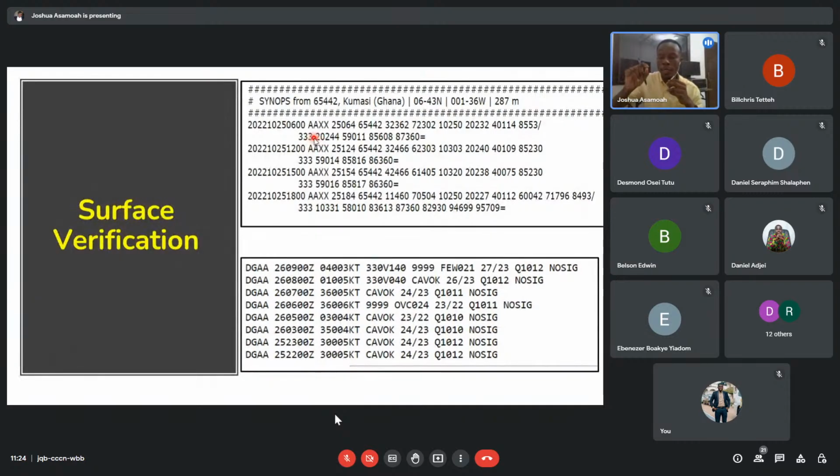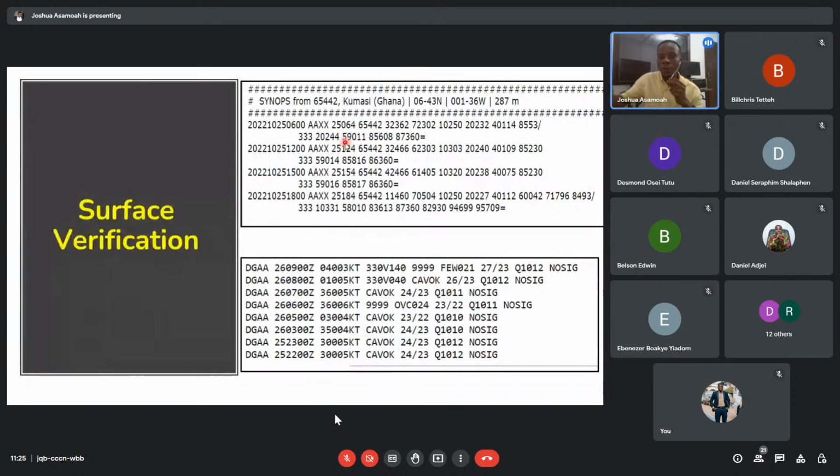So 10 here means maximum temperature. 20 means the minimum temperature. Maximum temperature is reported at 1800. So if we go to 1800, we will see 10331, telling us that the highest temperature for the day was 33.1 for Kumasi. And then minimum temperature is recorded at 06. So at 0600 UTC every day, you will see 20, telling you the lowest temperature for that day was 24.4.